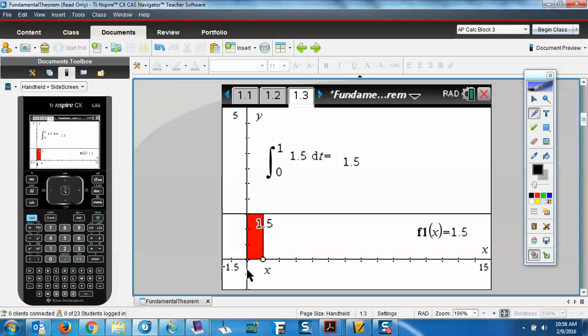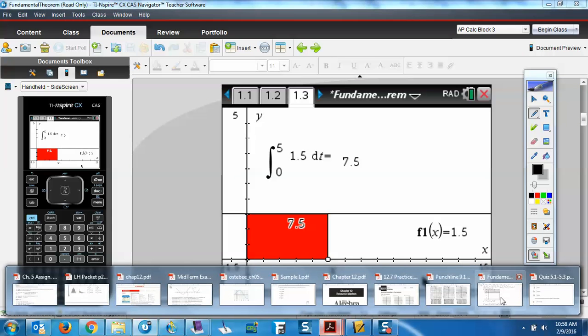What's the next one going to be? It can be 2 wide and 1.5 tall. That's going to be 3. And then let's slide it over again. 4.5, right? You probably got it all filled in. Then 6, then 7.5. Now, what do we want to do next with this? Well, let's answer the question. So for every 1 unit that x changes, how much does the area change? 1.5, right? Good. Fill that in.